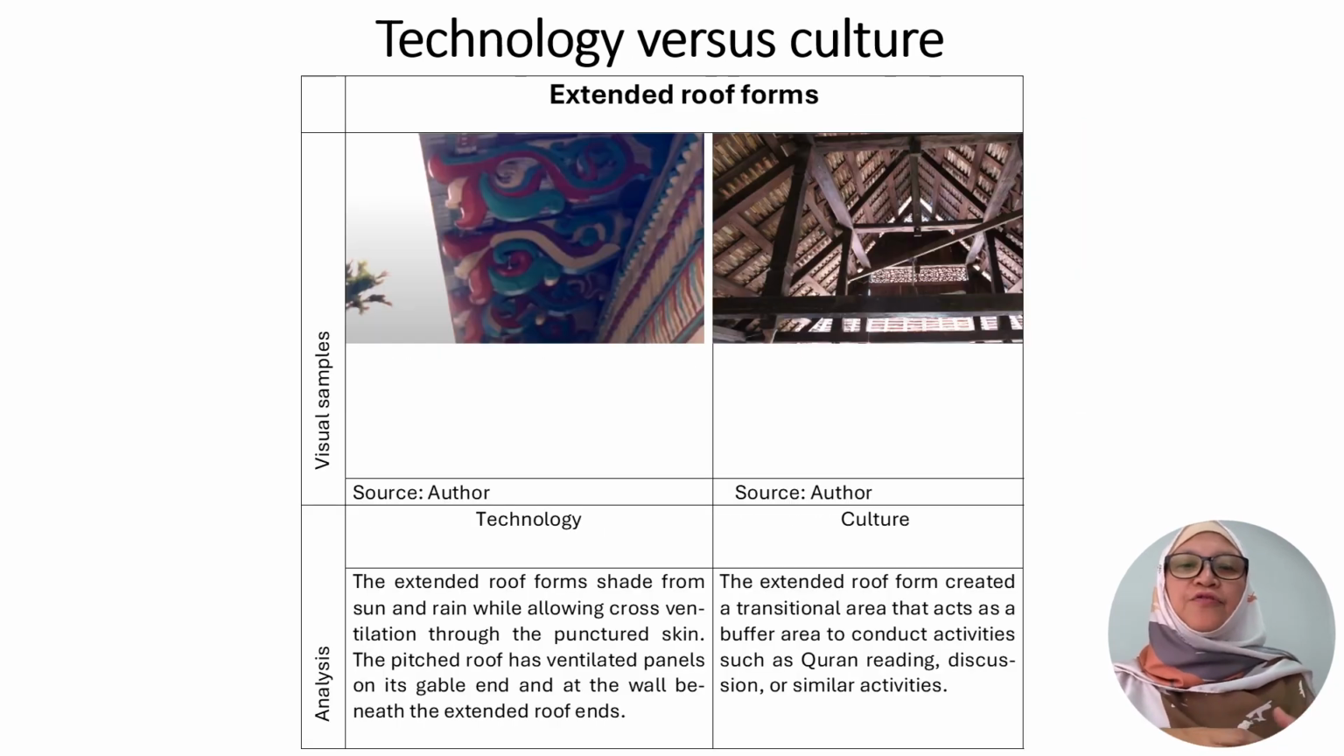The extended roof forms shade from direct sun and also from the rain, and allow for cross ventilation to the permeable skin of the building. And also these areas which are shaded from the sun and rain, but having a good cross ventilation, are a very conducive area to conduct multi-usage in the masjids.